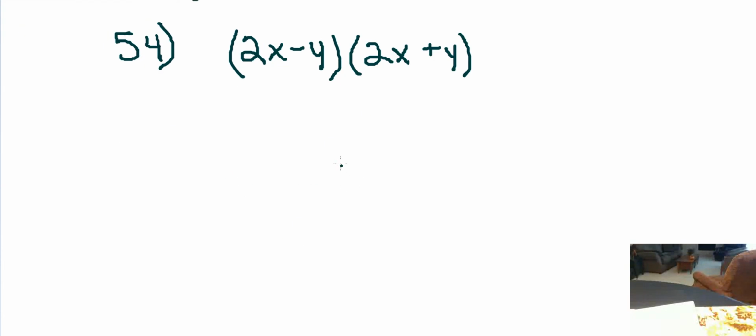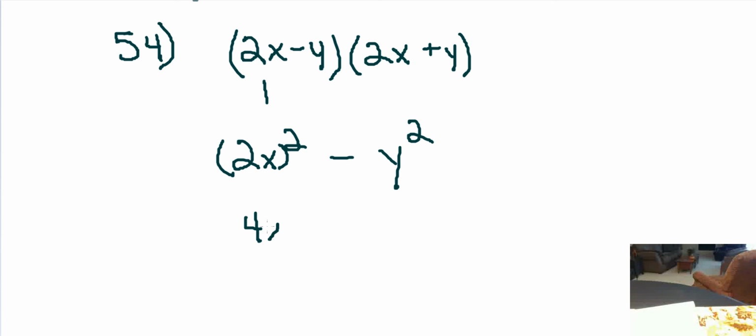Okay, another one. 2x squared, first term squared. I'll write it out. Second term squared, that's a y. Always separated by a minus sign. This ends up being 4x squared minus y squared.